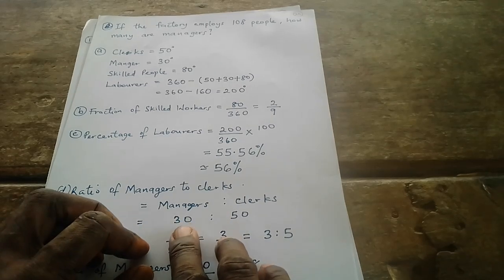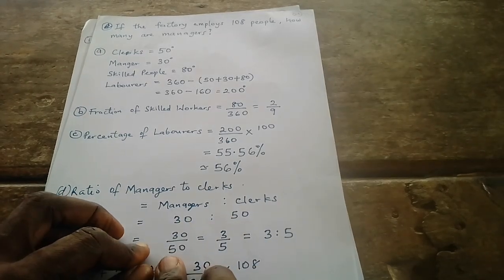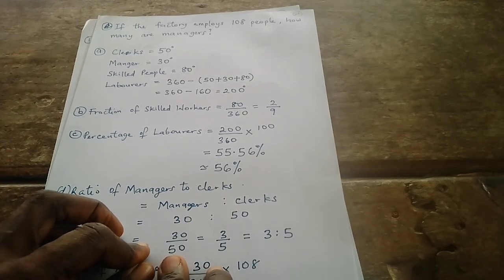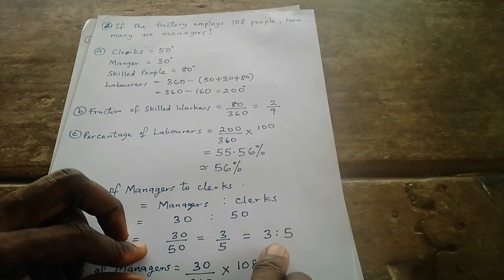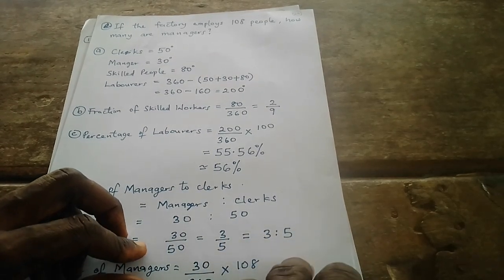This is the same thing as 30 ratio 50, the same thing as 30 over 50. When you reduce this to the lowest term, it will give you 3 over 5. So writing it as a ratio, we have 3 ratio 5.